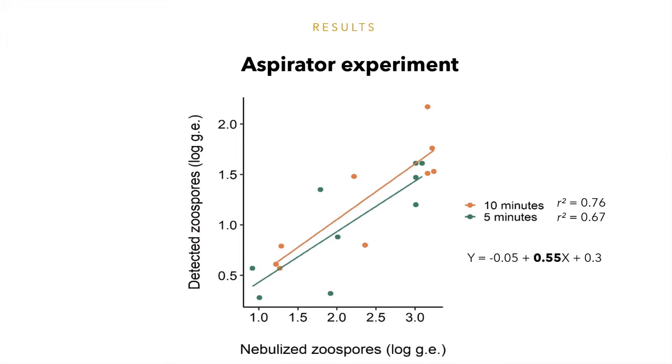About the aspirator experiment, for each zoospore nebulized, 0.5 zoospore is detected. With more time of nebulization, the zoospore detection was greater. The BD concentrations detected in the experiment were lower than the real nebulized concentrations. However, it demonstrated to be an effective method to detect BD in the simulated fog.